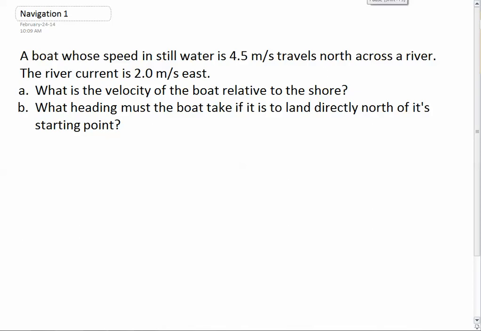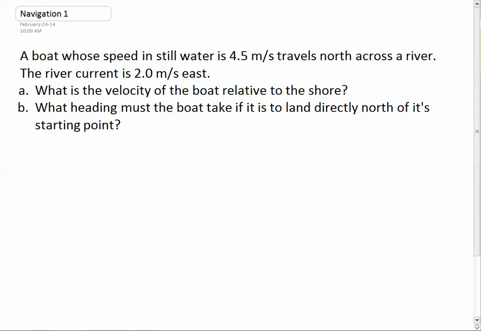So this is navigation number 1. A boat whose speed in still water is 4.5 meters per second travels north across a river. The river current is 2.0 meters per second east. What is the velocity of the boat relative to the shore, and what heading must the boat take if it is to land directly north of its starting point?